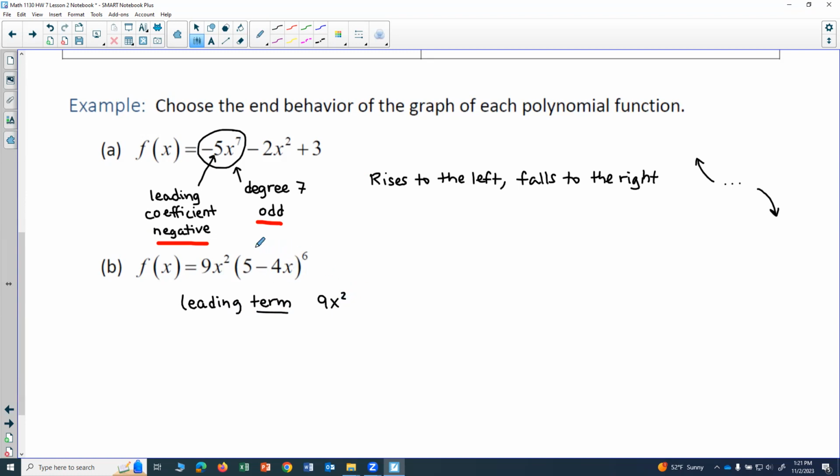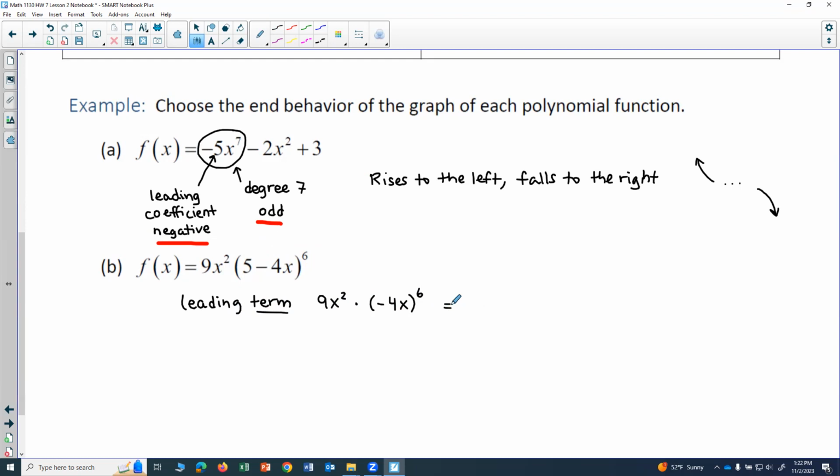And then the leading term of this 6th power part over here is going to be the leading term of the linear factor raised to the 6th power. So the leading term for that 5 minus 4x quantity to the 6th power would be negative 4x to the 6th power. So notice I'm just taking the leading term of the linear factor and raising it to what power I have on the outside of the parentheses.